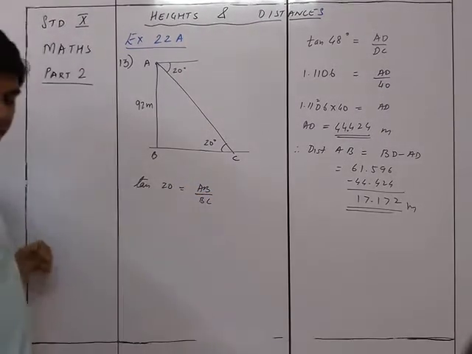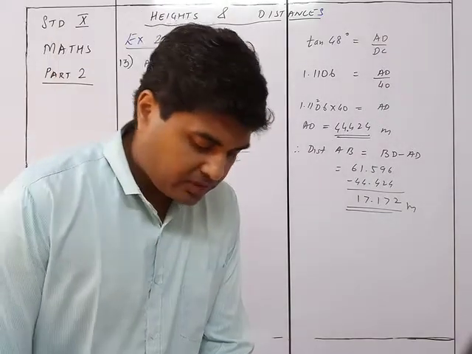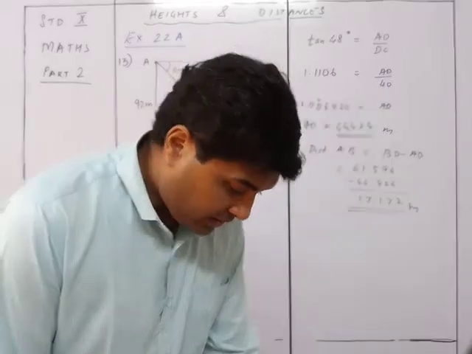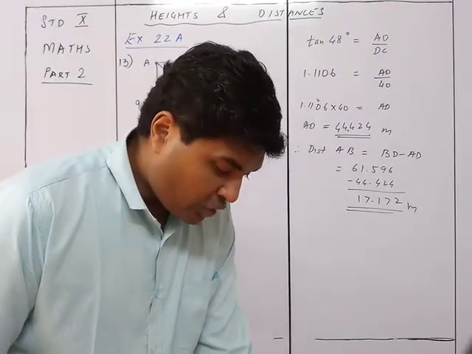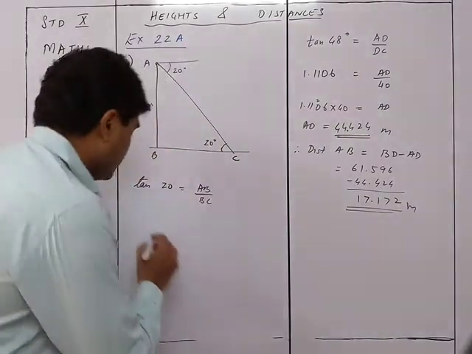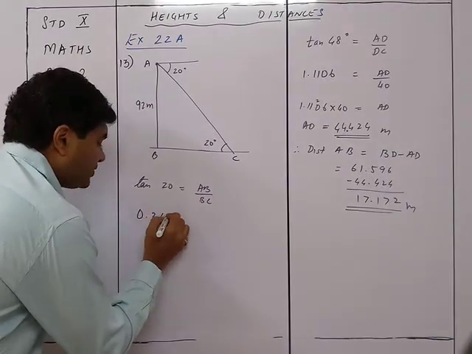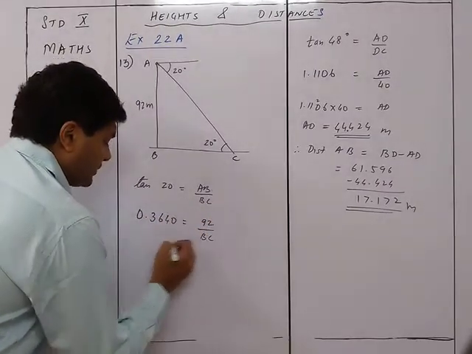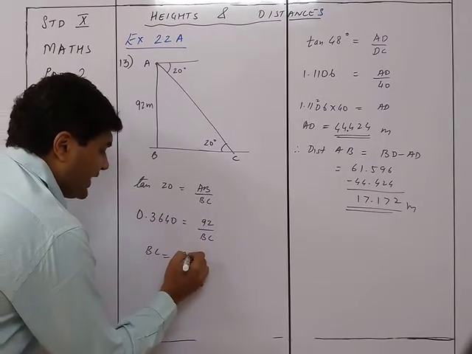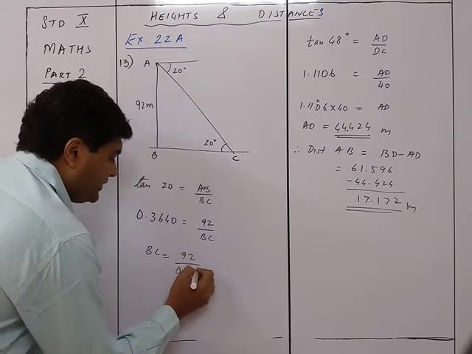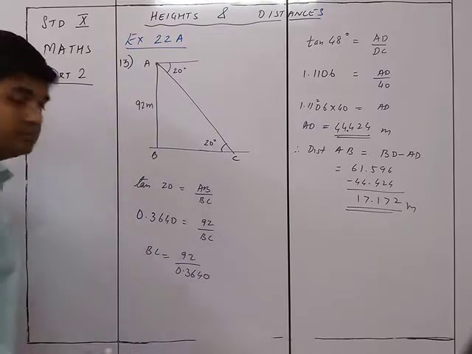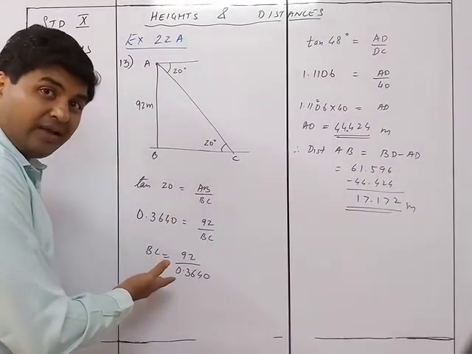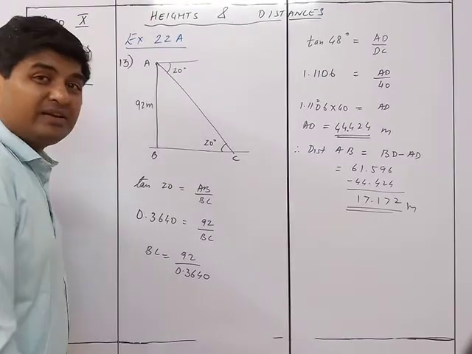So tan 20 we find from the table. Tan 20 is 0.3640. So 0.3640 is 92 upon BC. So BC is equal to 92 upon 0.3640. Can you see this? 92 divided by 0.3640.